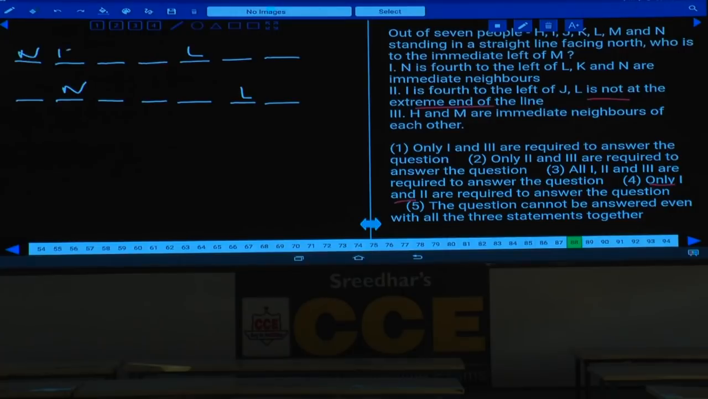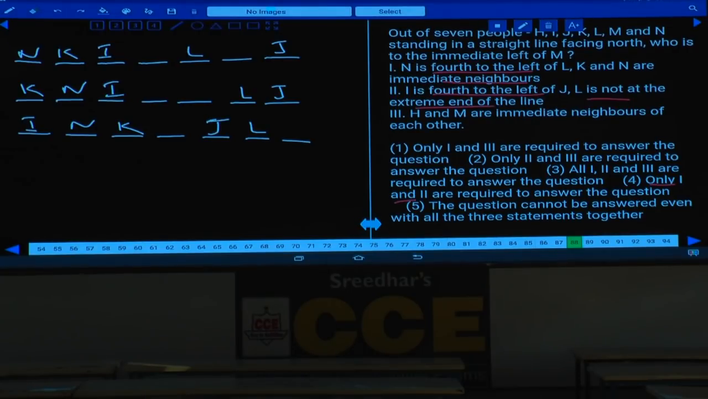As K and N are immediate neighbors, K is here. In this case, K can be at this place or like this, isn't it? There are 2 possibilities in the second case. As I is 4 to the left of J, if I is here, J must be at this place. Are you following this one or not? And in this case, if I is here, J will be here, 1, 2, 3, 4, 4 places.